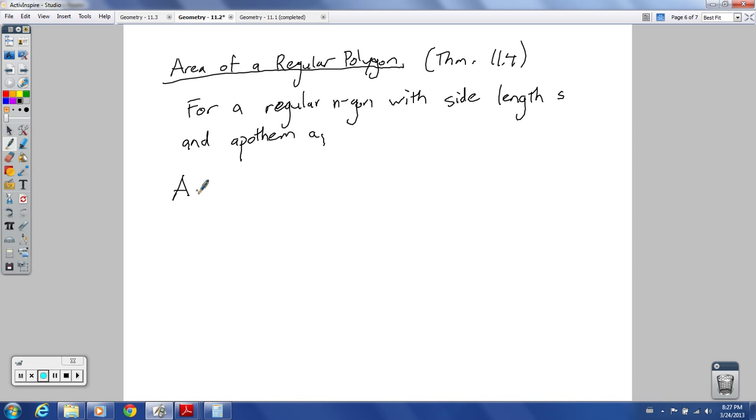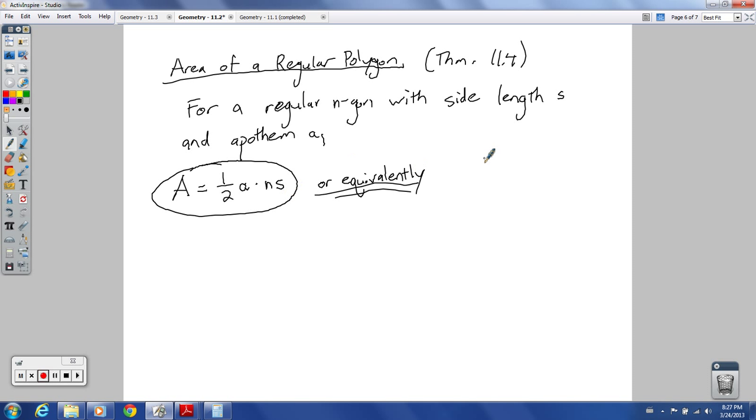this is the formula. A, capital A, standing for area, equals 1/2 the apothem times the number of sides times the side length. This is the same thing as saying 1/2 a times the perimeter. So that's an equivalent way to say this. I'm going to write that down, or equivalently, whichever way you like better, whichever way works better for you, that's the way I want you to remember this. So A equals 1/2 a times n s, or equivalently A equals 1/2 of little a times P.